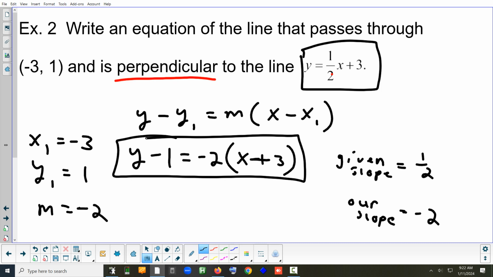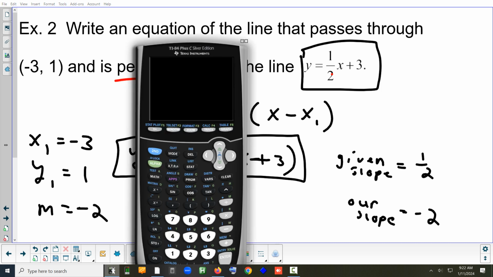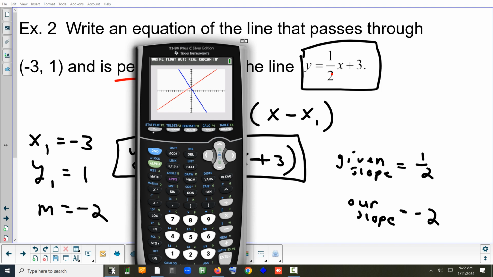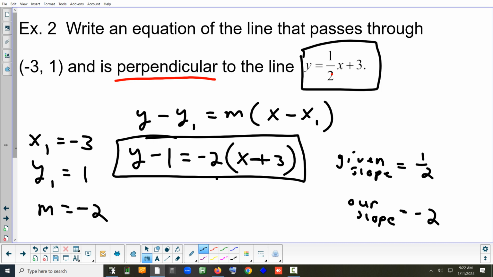One disadvantage to the point slope is if I wanted to put this in on my calculator, I can't. My calculator only lets me put equations in y equals mx plus b. So if you use one of these calculators, you have to change it to slope intercept. Just the way it works. All right. So any question on that?